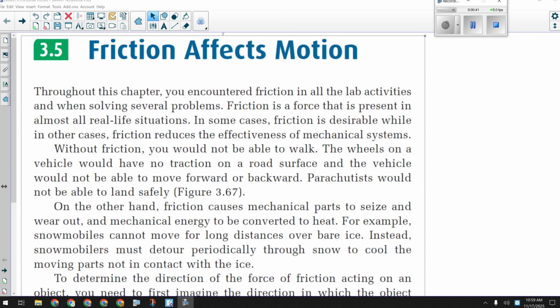Like very soon we will be driving on icy roads. And if we want to drive safely, we need to A, go slower, and B, have ways to increase friction. All right, so we'll talk about the nature of that here.